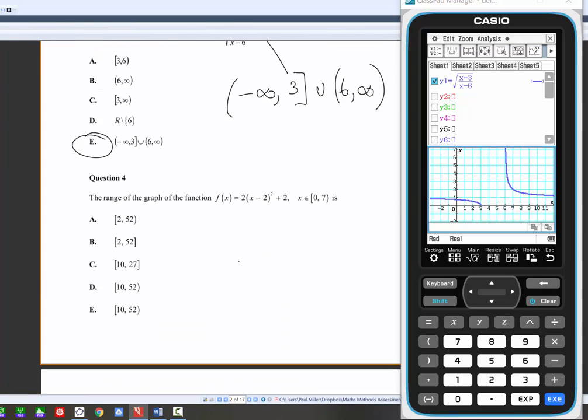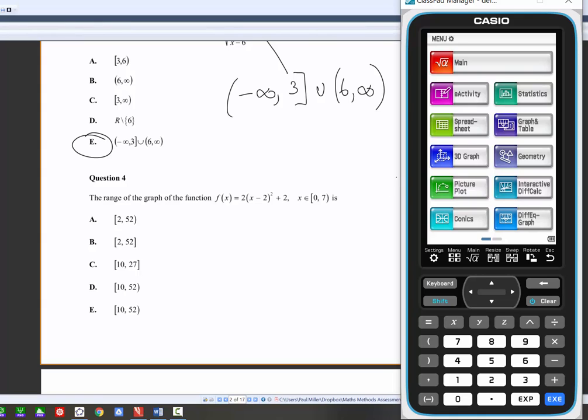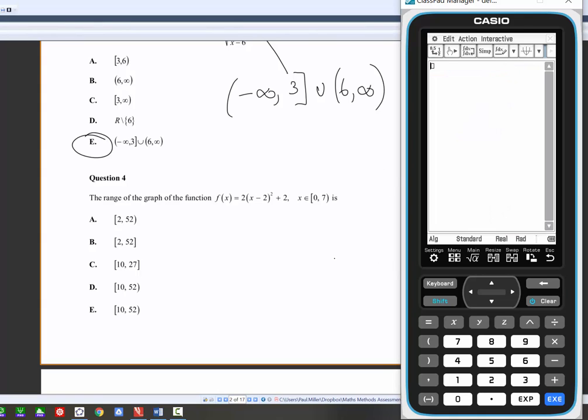Okay, the range between 0 and 7. A lot of students for this one will jump on their calcs and bang in 0 and 7 as the endpoints, but that's not what you want to do with this. What you want to do is just do a quick sketch of it.